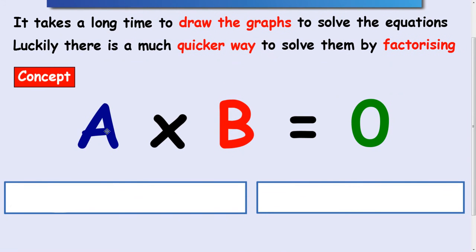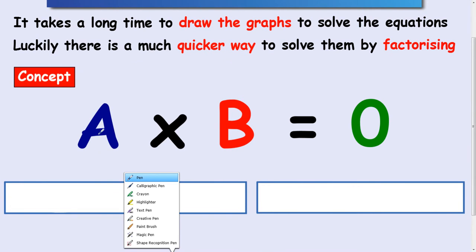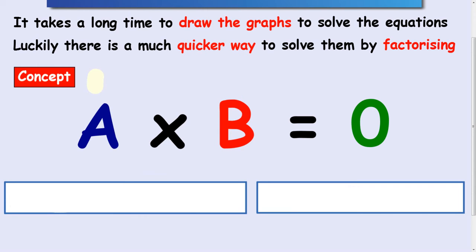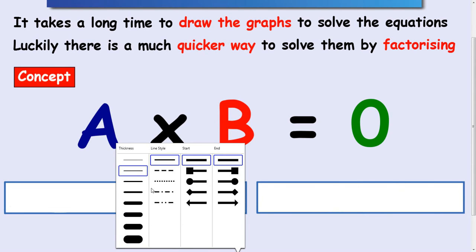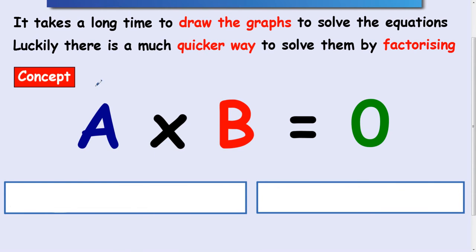Now the concept is this: if you have two things multiplied together that equal 0, either one of them can be 0 to make that true. Say for example A was 10, as long as B was 0, this would be true. And you can make A anything you like. You can make it 10,000, as long as B came out to be 0, this would work out.